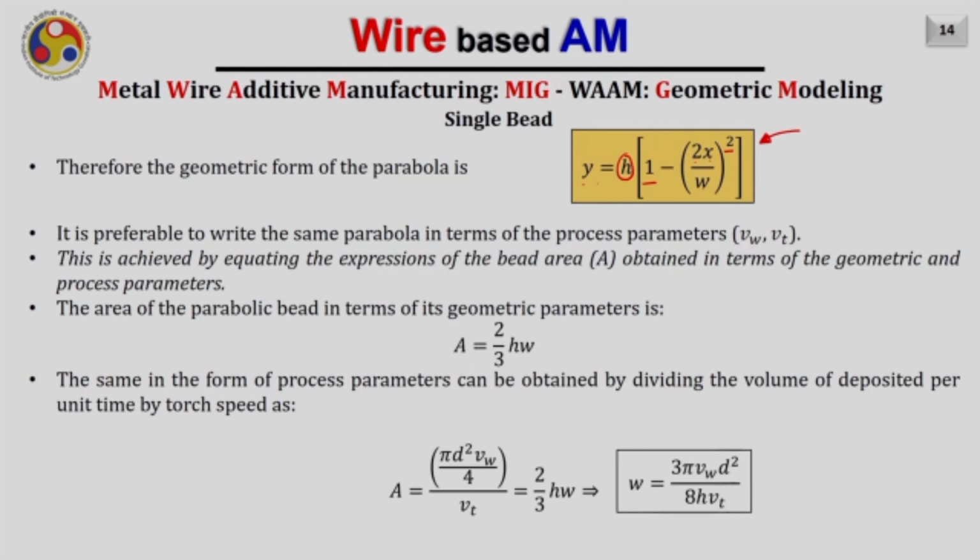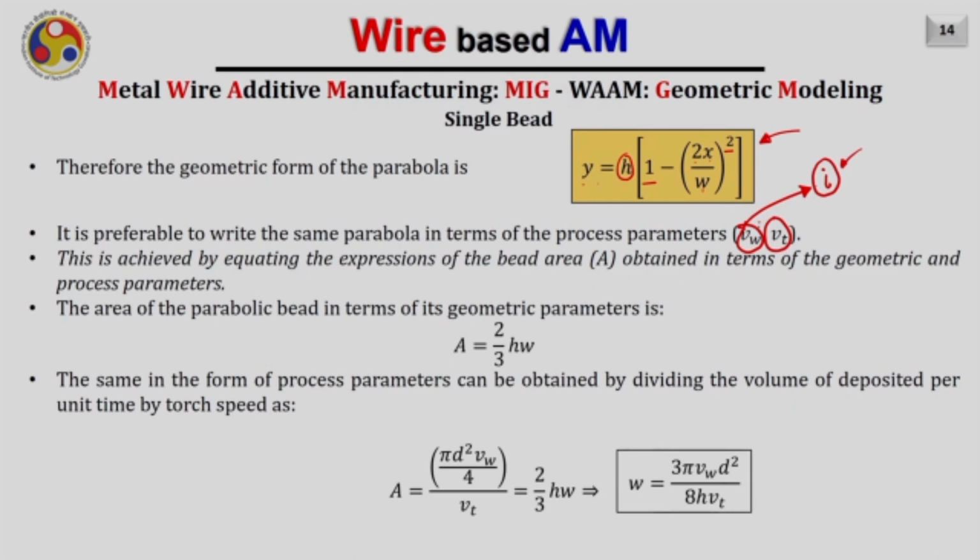Now it is preferable to write the same parabola in terms of the process parameters also. Right now what you are seeing here is h and w. The process parameters are the wire speed and the torch speed. We know that this wire speed will be directly dependent on the current, and that curve we usually have, and we can easily find out the wire feed or the wire speed based on the given current for the machine.